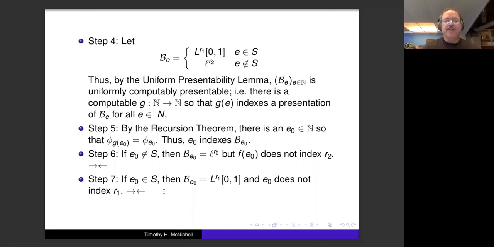So what's up? Well, maybe e0 is in S. Then in that case, B_e0 has to be L^r1[0,1]. Again, because e0 is in S, f(e0) can't index r1, giving an answer that's too far off. So either way, we get a contradiction, and that rules out the existence of a function little f as desired.